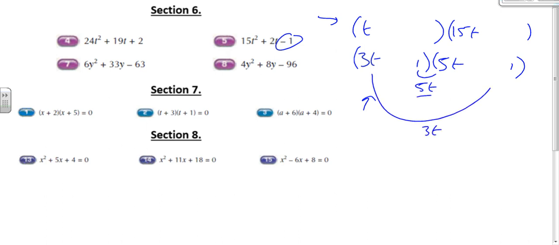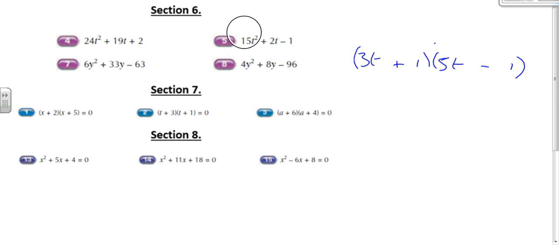How do we use 5t and 3t to make positive 2t? Well, we need to have plus 5t and minus 3t. So in order to make plus 5t, that needs to be plus 1 times 5t. And to make minus 3t, it needs to be 3t times by minus 1. So for that one, the answer should be 3t plus 1, 5t minus 1. It's actually easier than question 4 there. Question 7 looks like a bit of a stinker.